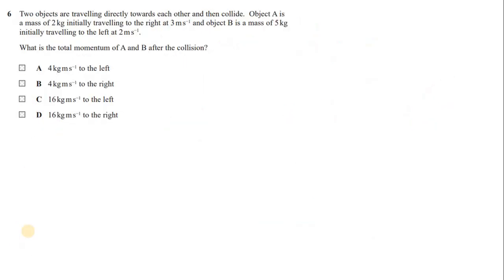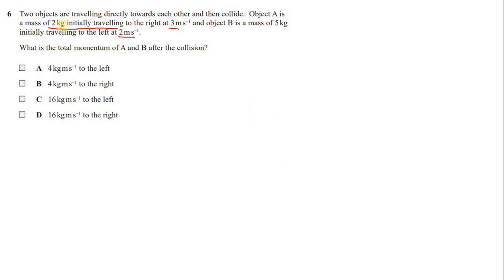Question number 6. Two objects are traveling directly towards each other and then collide. Object A is of mass 2 kg initially traveling to the right at 3 meters per second. Object B is of mass 5 kg initially traveling at 2 meters per second to the left. What is the total momentum of A and B after the collision? So you can visualize the total momentum by drawing the diagram.